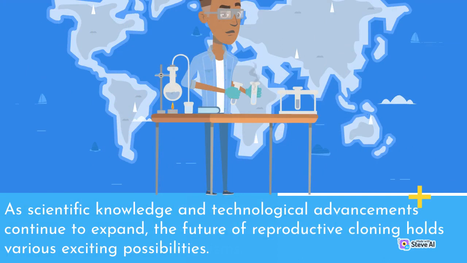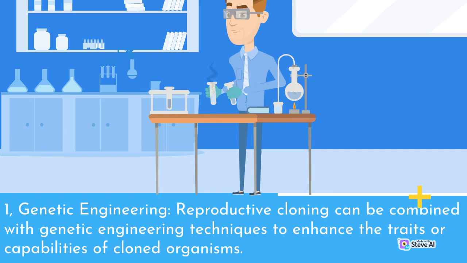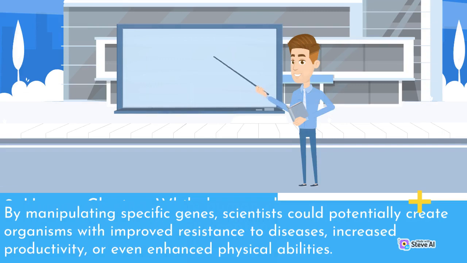As scientific knowledge and technological advancements continue to expand, the future of reproductive cloning holds various exciting possibilities. 1. Genetic engineering. Reproductive cloning can be combined with genetic engineering techniques to enhance the traits or capabilities of cloned organisms. By manipulating specific genes, scientists could potentially create organisms with improved resistance to diseases, increased productivity, or even enhanced physical abilities.